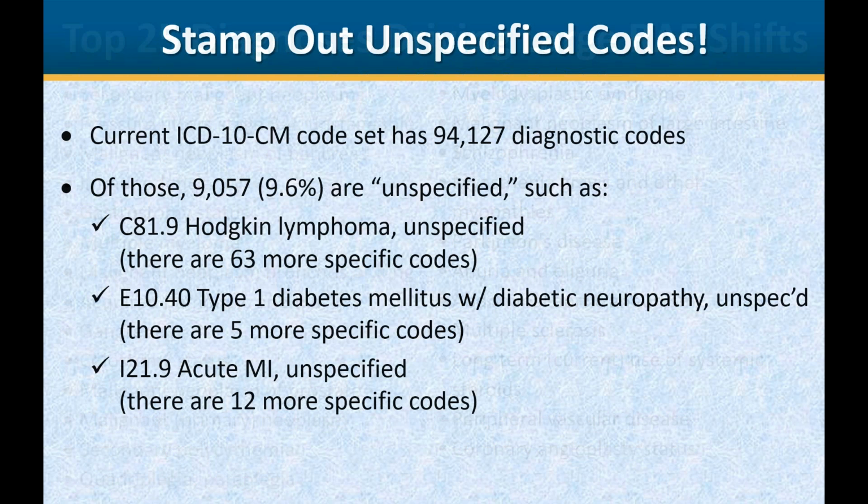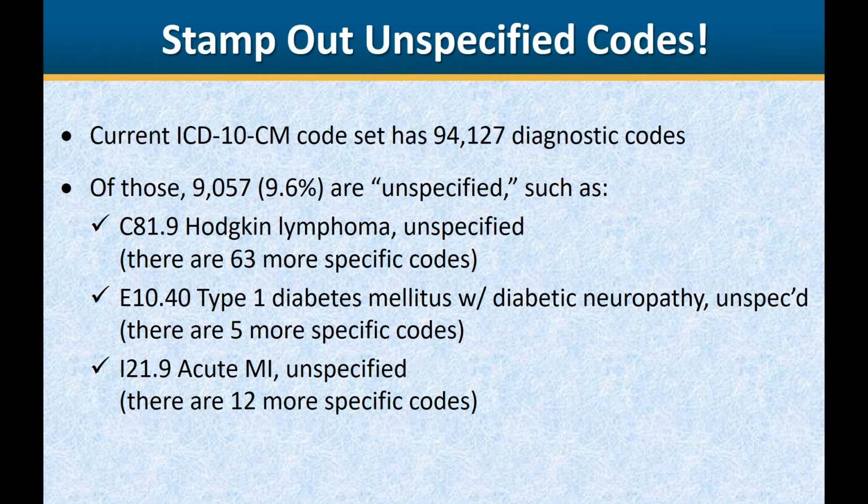And also, it became really clear that we need to stamp out the unspecified codes. Well, you need to do that on the inpatient side as well, but for the outpatient work, that is also extremely important. So anytime you have an unspecified code, you should be querying to try and get it more specific. I obviously couldn't list them all on the slides, but Hodgkin's lymphoma unspecified, you don't want to be coding from that. There's 63 more specific codes there. Acute MI, there's 12 more specific codes, et cetera.